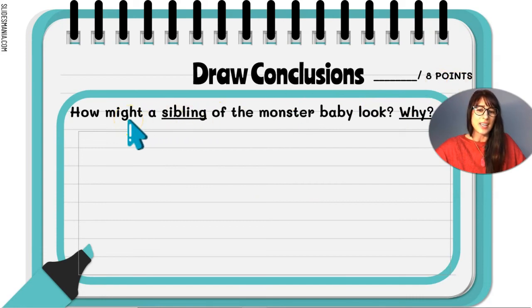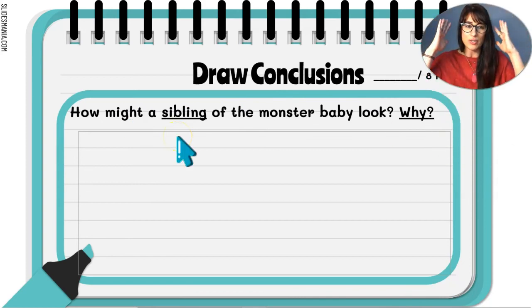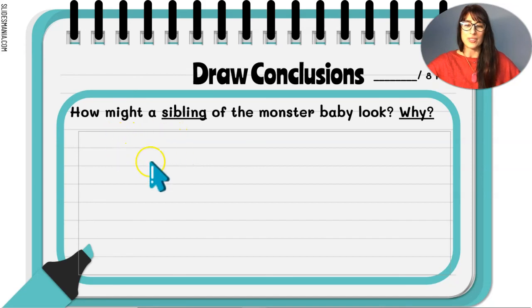How might a sibling of the monster baby look? Here you just have to picture in your mind what the sibling, the brother or sister of your offspring, would look like, and why you think so. Make sure that you describe what it could look like and why you think it would look like that. Of course, keep in mind the traits of the parents, because remember, siblings also inherit traits from parents. So keep that in mind when you're writing your conclusion.